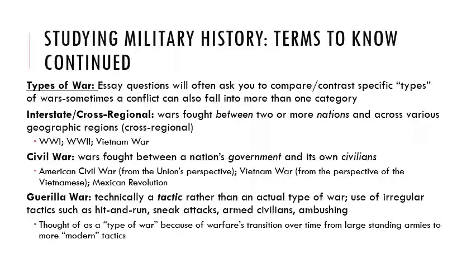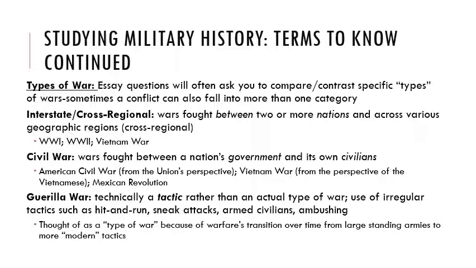Civil wars are wars fought between a nation's government and its own civilians, thus civil. A civil war is generally contained, but there is sometimes going to be foreign influence. The American Civil War, at least from the Union's perspective, was a civil war. If you look at the Confederates' perspective, they might argue that it was an invasion. That was more interstate, but it depends on your perspective. Vietnam, from the perspective of the Vietnamese, is a civil war between North Vietnam and South Vietnam. Same with the Korean War. The Mexican Revolution was a war between various factions within Mexico. Those are all civil wars involving a government's own civilians.